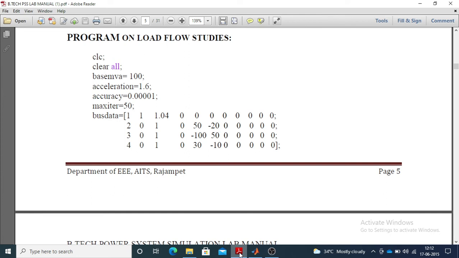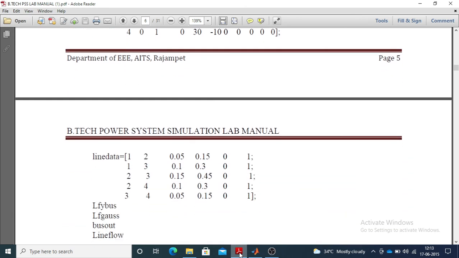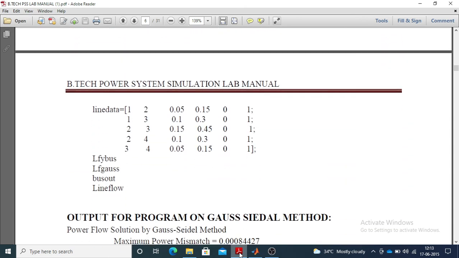I am considering my accuracy as 0.00001, so I declare one more variable, accuracy = 0.00001, and the maximum number of iterations is treated as 50, so maxiter = 50. Next, as I said, we have to declare the bus data matrix and line data matrix. At the end, type all four commands: lfybus, lfgauss, busout and lineflow. This gives you the result.